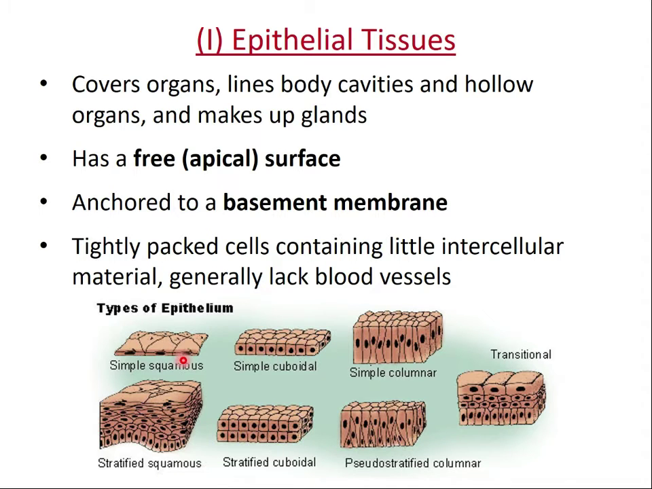So there are 7 types of epithelial tissues known as simple squamous, simple cuboidal, simple columnar, stratified squamous, stratified cuboidal, pseudostratified columnar, and transitional.